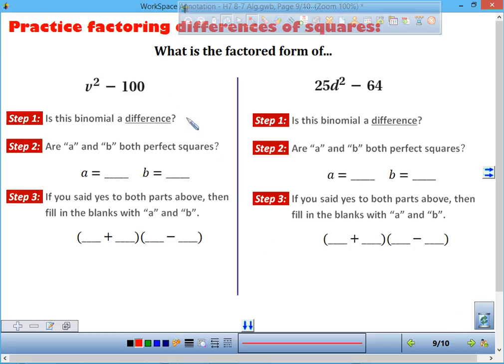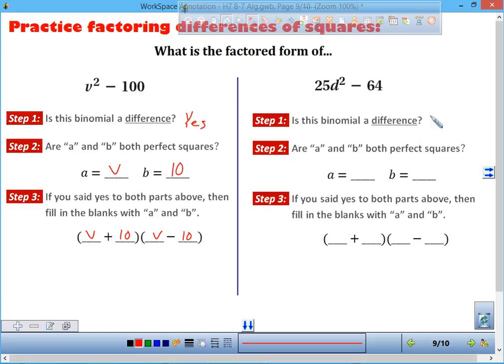Okay, is there a difference? Yep, it is. Okay, is A a perfect square? Yes. The square root of it is b. Is B a perfect square? Yes. 100 is perfect. The square root of that is 10. So we have b plus 10, b minus 10.